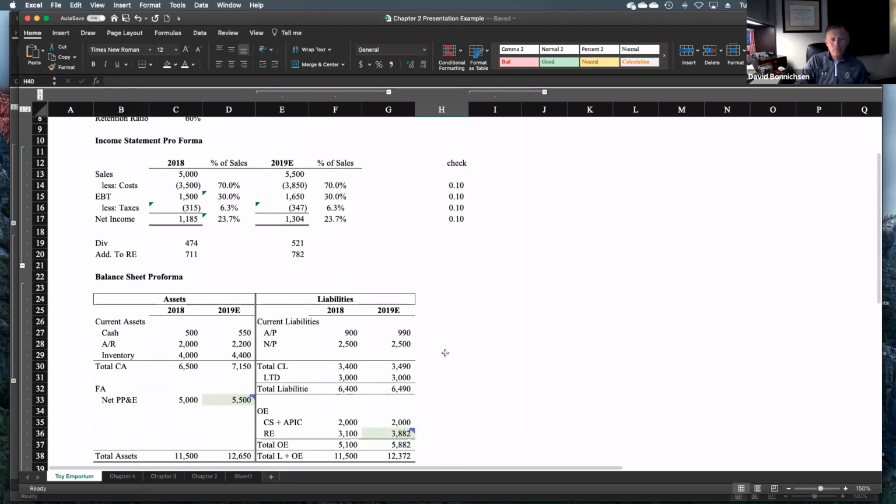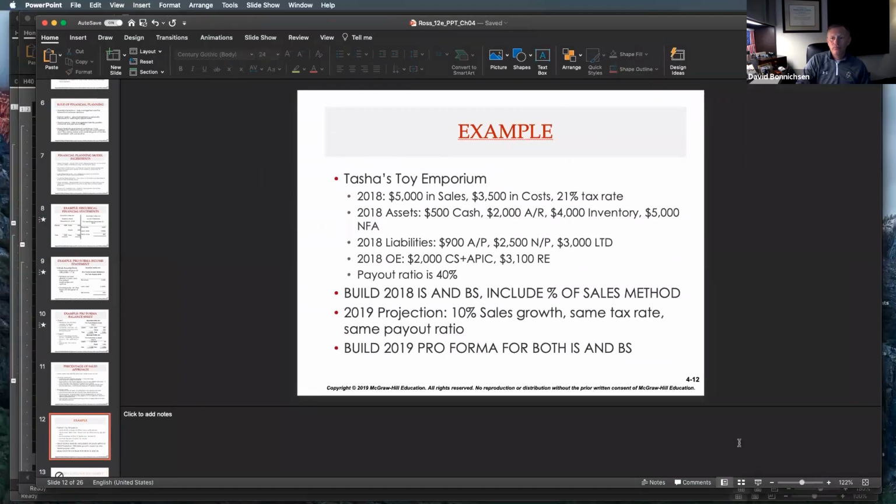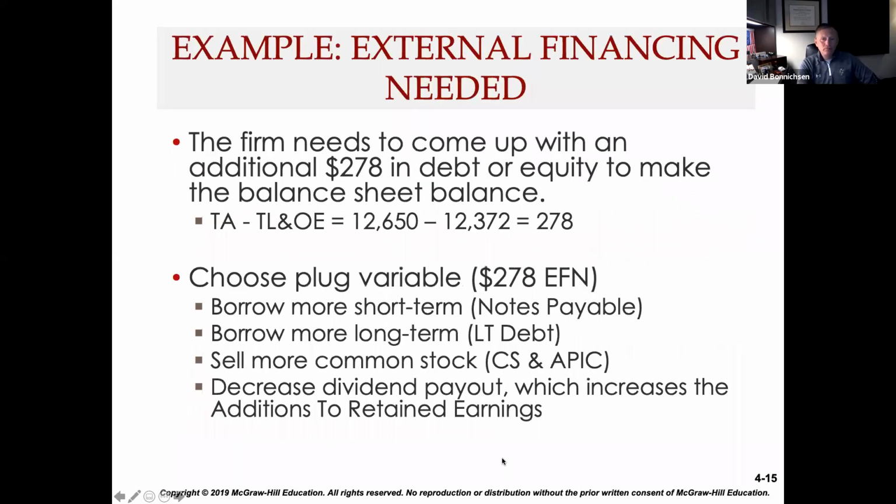All right. Back to PowerPoint. All right, so we just finished this example here. We talked about the plug variable. And we could also borrow short-term. I didn't mention that, but yes, we could take out more short-term loans if we knew that it was just going to be a short-term financing need. So my apologies for not bringing that one up too.